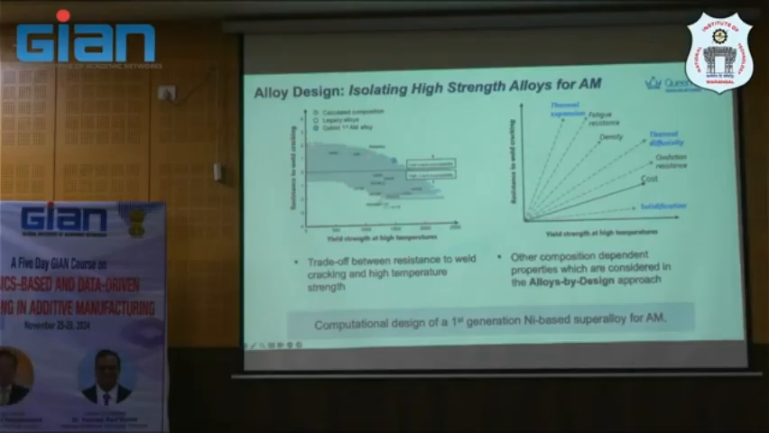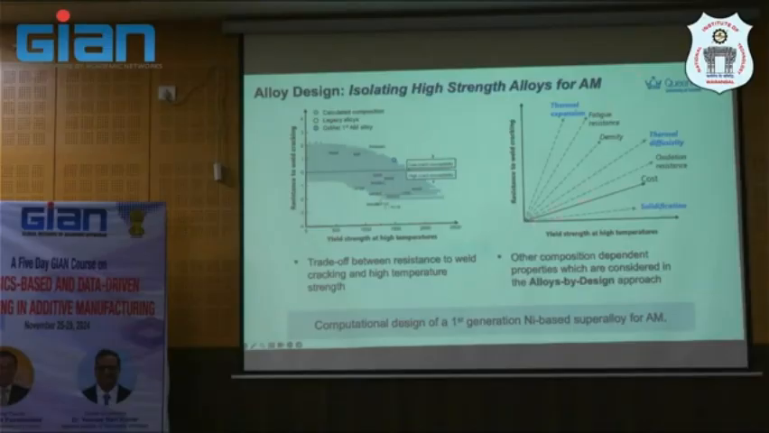This is the very first version, and at that time the company that I collaborate with didn't call itself Alloyed. If you may know, there's a company called Alloyed now, but previously it was called Oxmet. The first generation, you can identify the low and high crack susceptibility. And this is actually a trade-off between resistance to, we still call it weld cracking, not AM, and high temperature strength. And we need to consider other factors of certification.